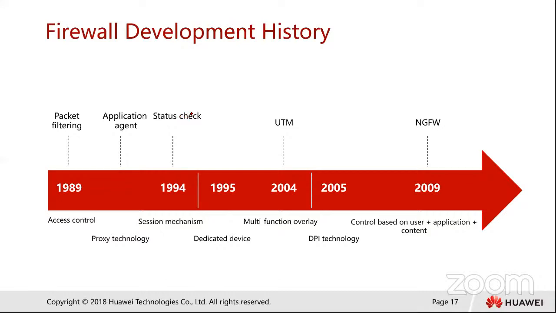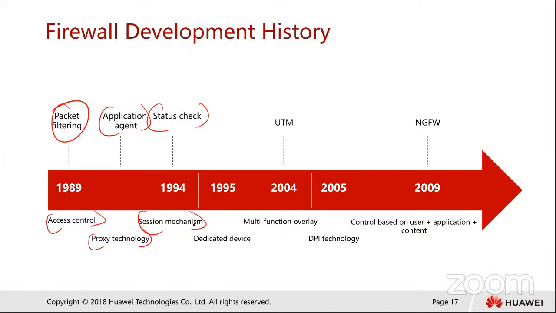The earliest firewall can be traced back to the 1980s, so it's not a new concept. It has been around for quite some time, and its development has grown through phases from 1989 all the way to date. We have seen it grow from one phase to the other. Here they were basically focusing on packet filtering, that is access control. Then they went to the application agent, looking at proxy technology, able to control the traffic on behalf of another device and checking the status.